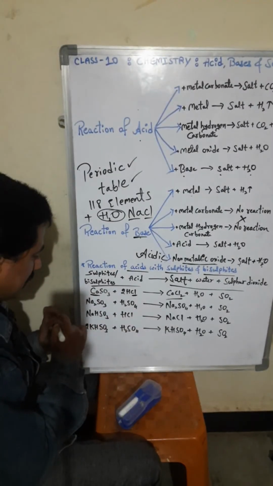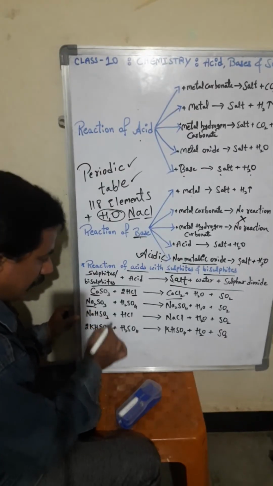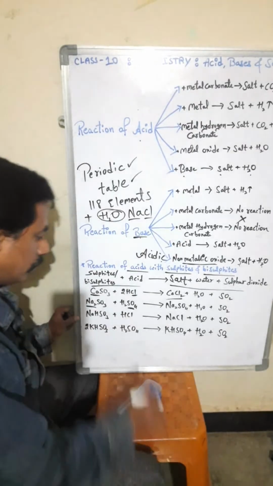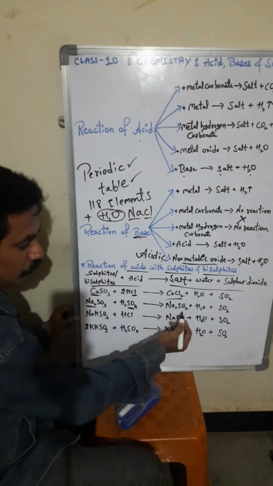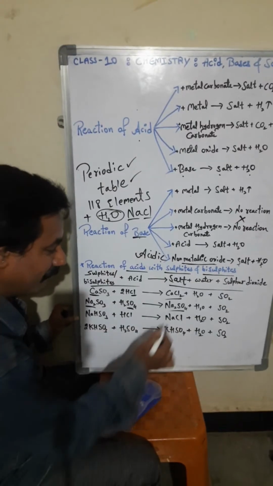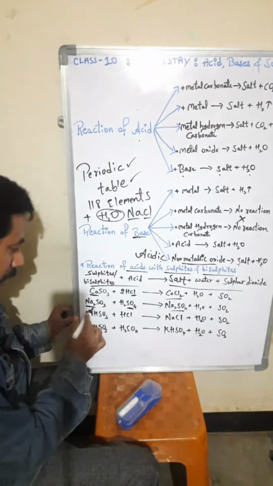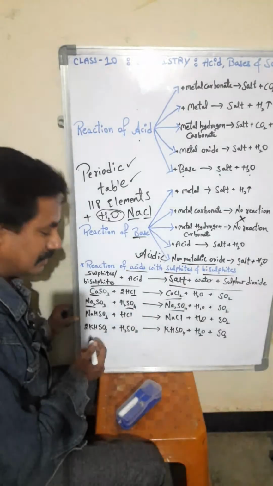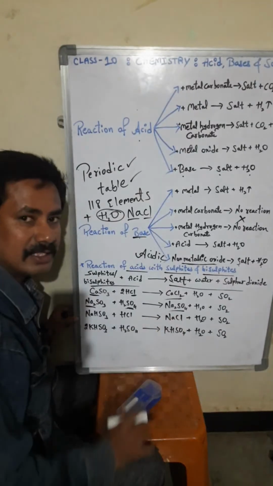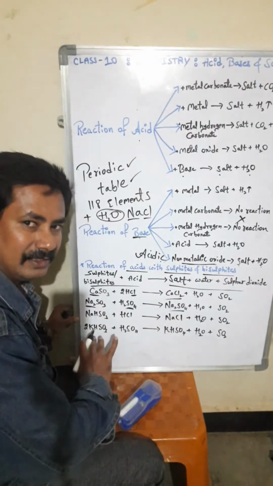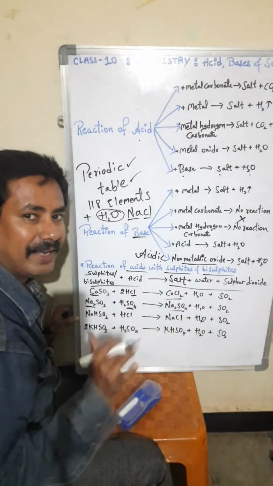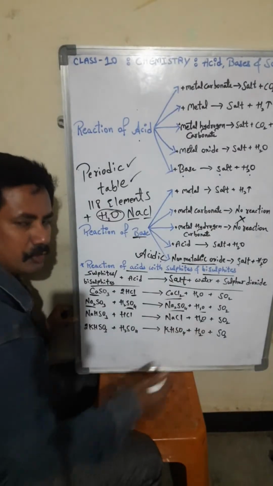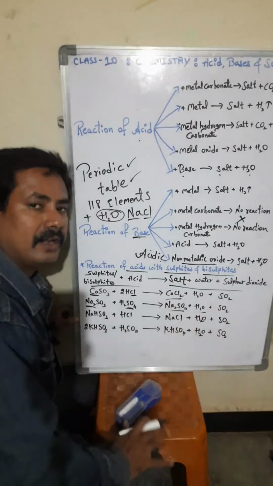So what happens here, students? This Na2, sodium, is combining with this SO4. So it will become Na2SO4, salt, sodium sulfate. Sodium sulfite was there. When it reacted with sulfuric acid, it became sodium sulfate. Sulfite after reacting becomes sulfate. Is it clear? So remaining same as usual, water plus sulfur dioxide.